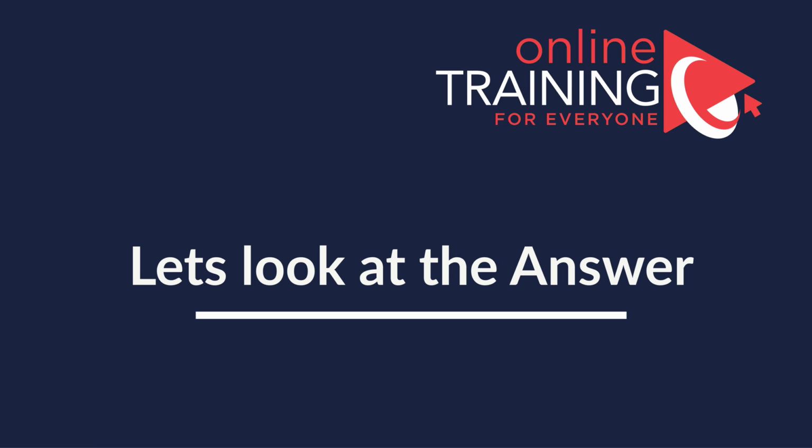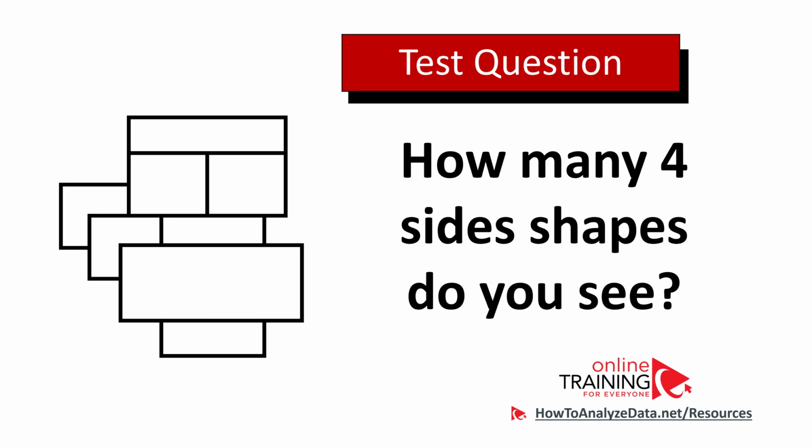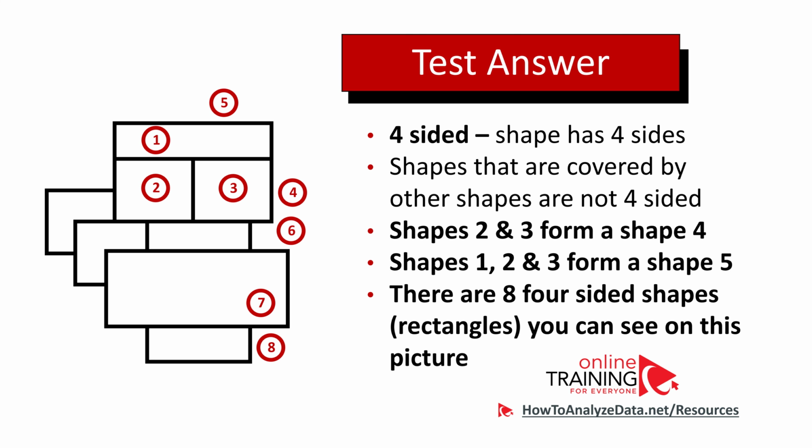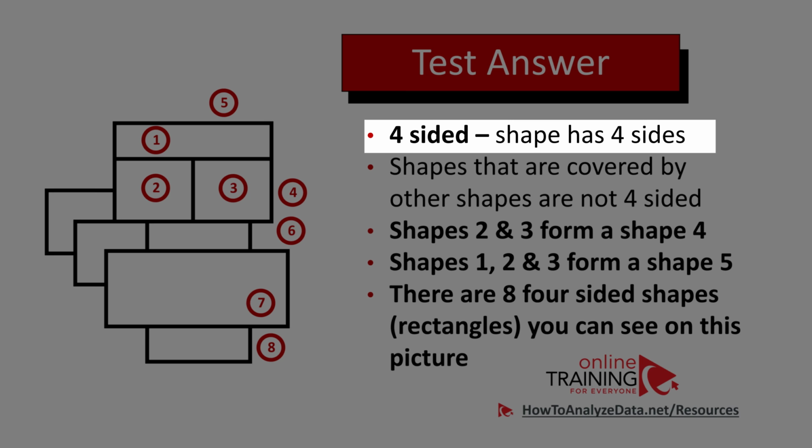Did you figure it out? Let's jump to the solution so we can solve this challenge and get to the correct solution together. So as I mentioned, first let's do a definition of the four-sided shape. And the simple definition is that the shape has 4 sides.